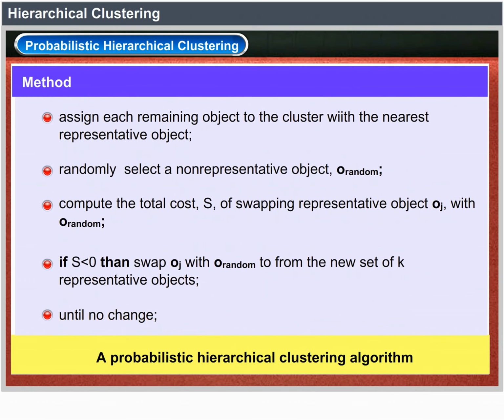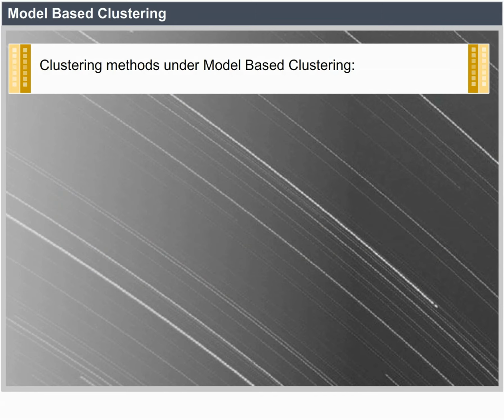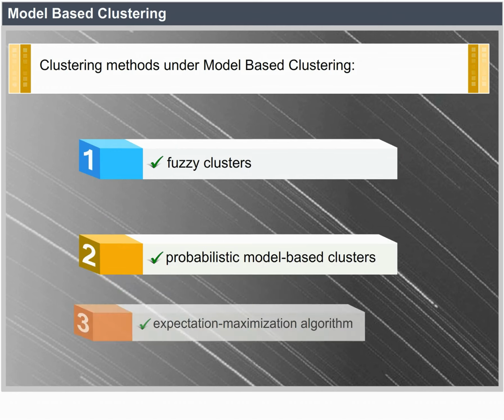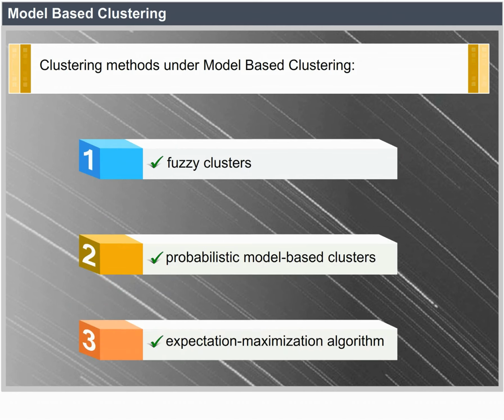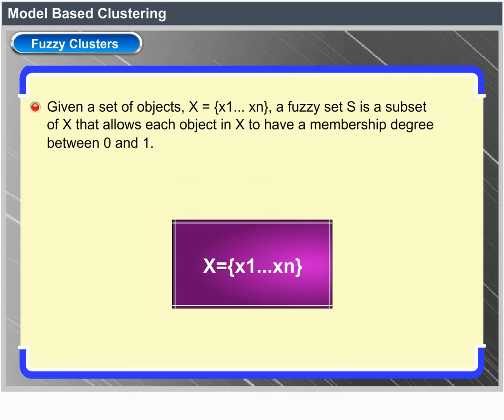Model-based clustering. The theme of clustering that allows an object to belong to more than one cluster. Clustering methods under model-based clustering: fuzzy clusters, probabilistic model-based clusters, expectation maximization algorithm. Fuzzy clusters. Given a set of objects X equals {X1, ..., Xn}, a fuzzy set S is a subset of X that allows each object in X to have a membership degree between 0 and 1.